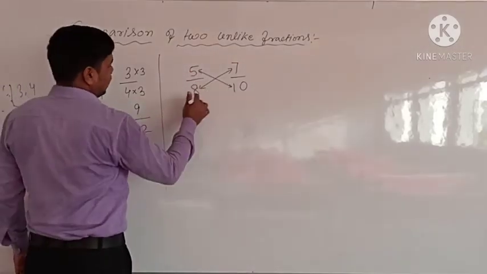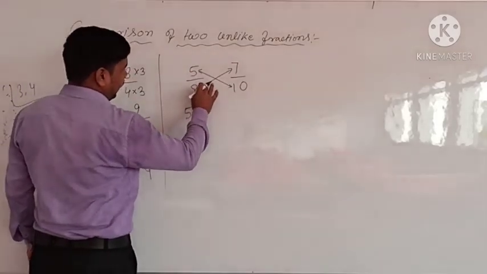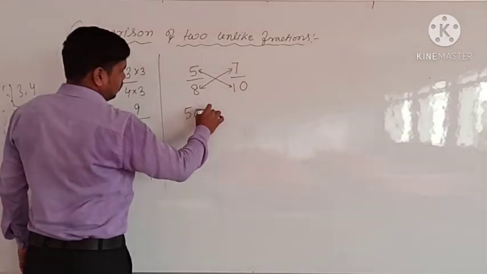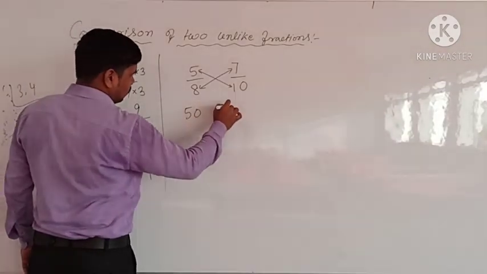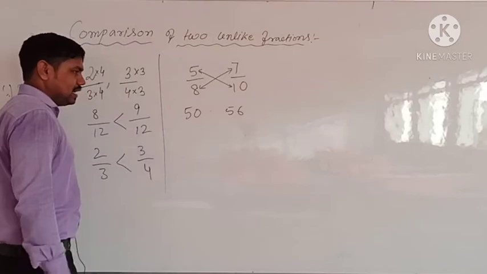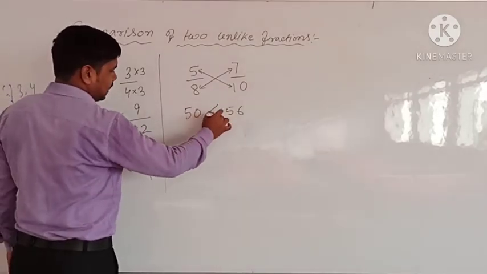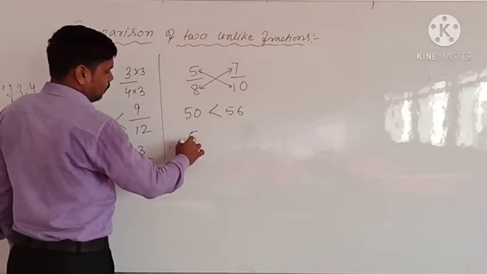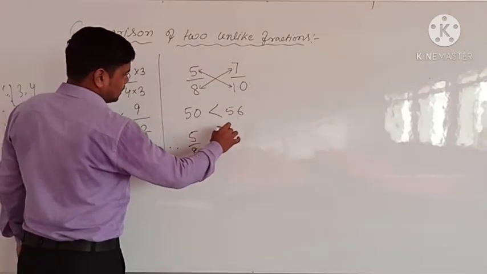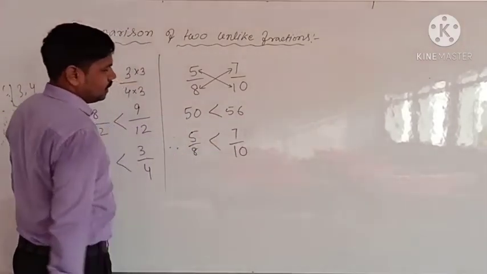So 5 10s are 50 and 8 7s are 56, right? So which one is greater? Definitely 56 is greater. Therefore 5 by 8 will be less than 7 by 10.